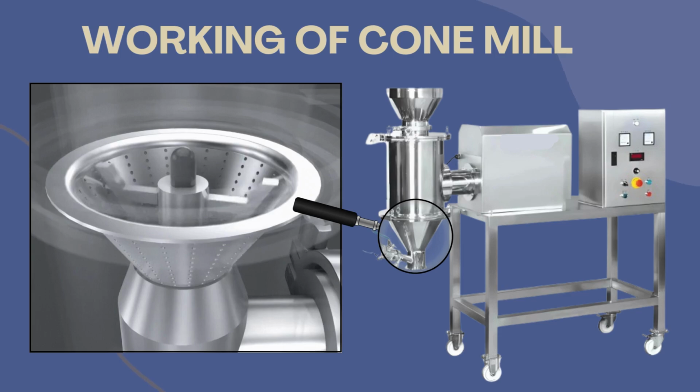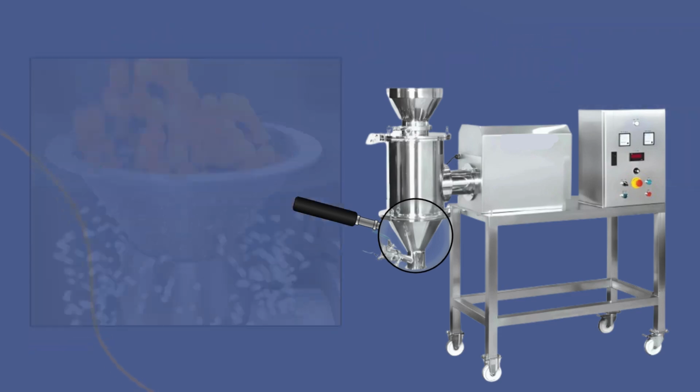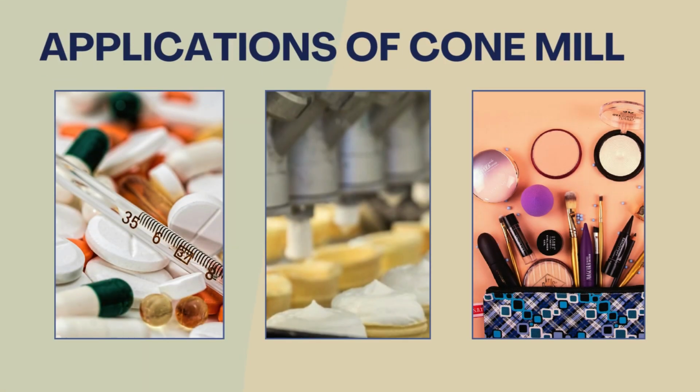Now moving on towards the next section, which is the application of cone mill. The cone mill has major application in 3 industries, which are pharmaceutical, food and cosmetic industries. Talking about the pharmaceutical sector, they are employed for granulation and size reduction of APIs, which are active pharmaceutical ingredients, and also the excipients. This ensures uniform particle size reduction for better mixing and formulation of tablets.